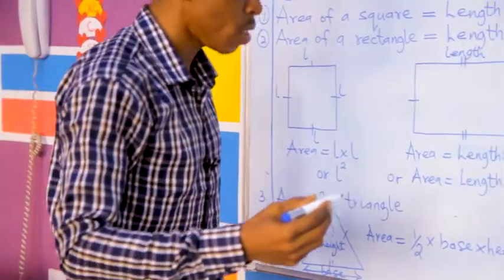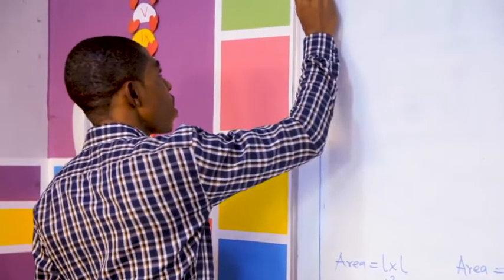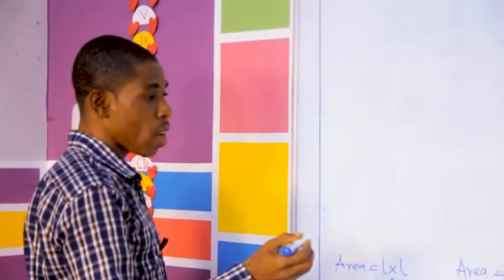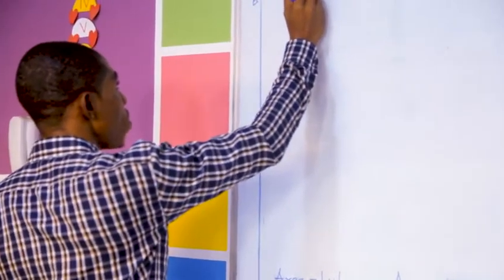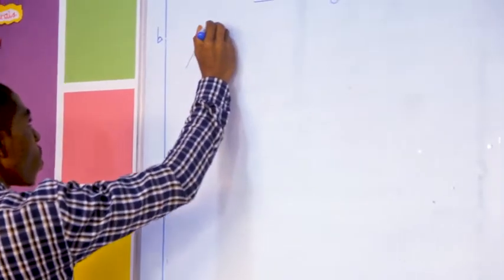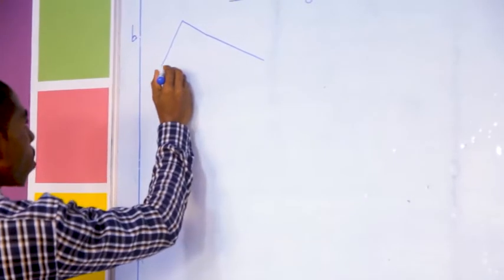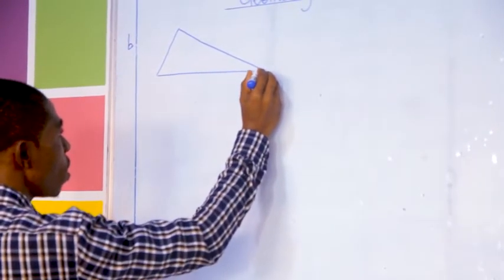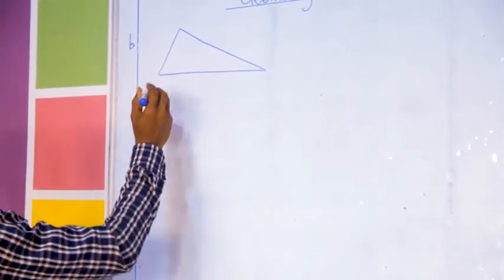I think maybe I should show you that. Okay, like I said, not all triangles have heights. This is a Scalene triangle, and it basically has no height. So how do we find the area?